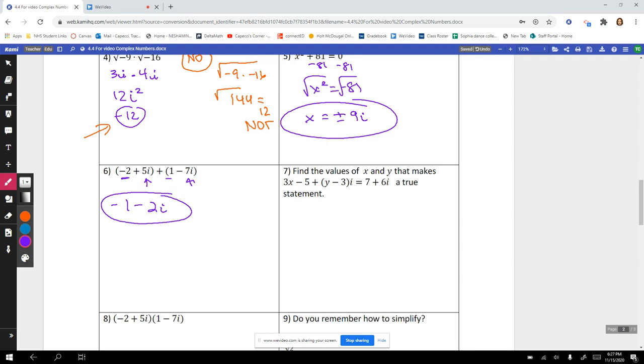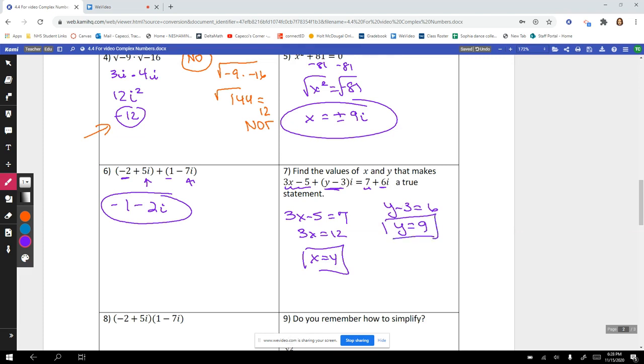Now, looking at our next type of problem, I find the values of x and y that make that statement true. So if you look, right before the i I have y minus 3, so it's going to be equal to 6. This other part here, 3x minus 5, is going to equal 7. Then I just solve. So I have 3x is equal to 12, so x is equal to 4. And then I have y is equal to 9.